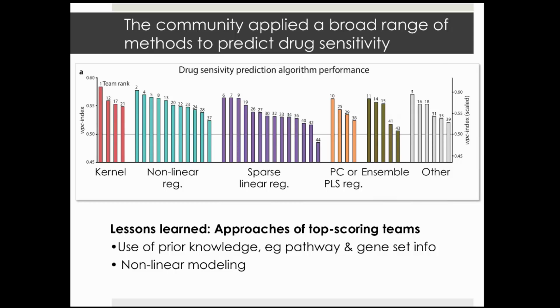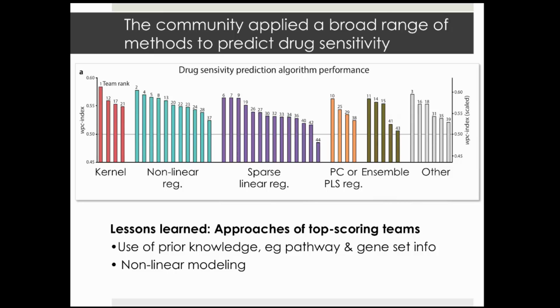But what we did observe is that those teams that used prior knowledge tended to score more highly, and additionally, modeling nonlinear associations also tended to lead to better scores in predicting drug sensitivity. So those were really the take-home messages, and it's those sorts of ideas that we're continuing now to incorporate in our work as we proceed, both in continuing on with our drug prediction work and also thinking about some of the work we're going to be doing in LINCS as well.